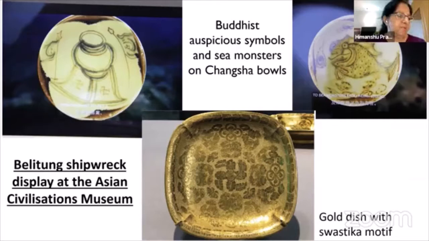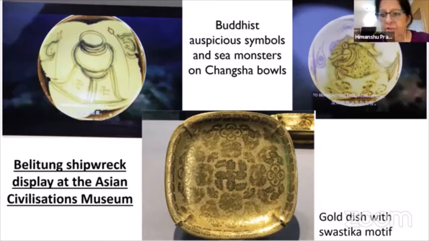And I would like to highlight the fact that these sea monsters or makaras are not just imaginary beings, but at Buddhist sites, particularly in India, as early as the first century BC, at the site of Bharhut, these sea monsters are represented. So they have a whole narrative, a whole story associated with them, and are not just an important ornamentation device.